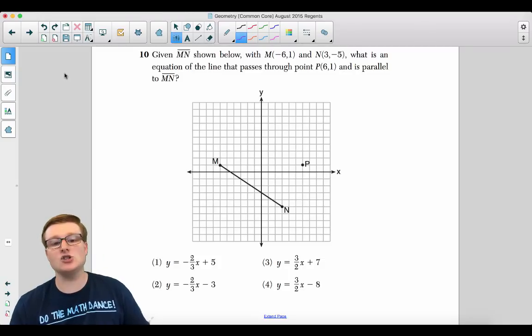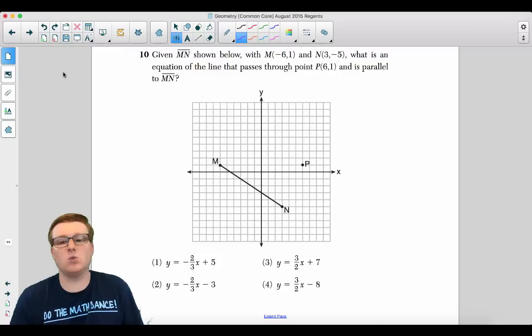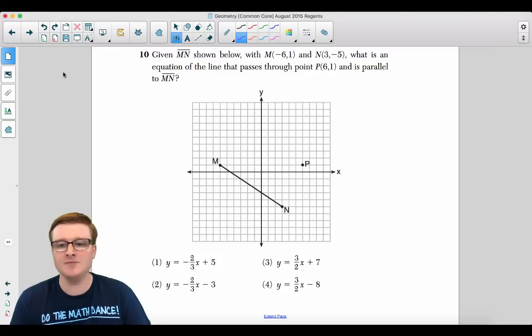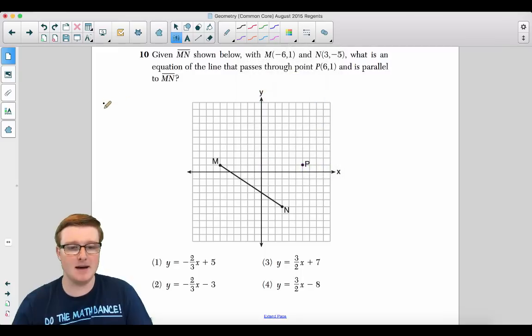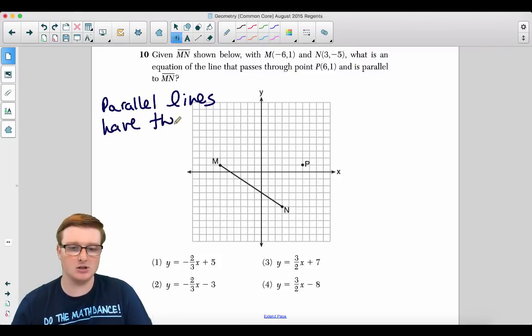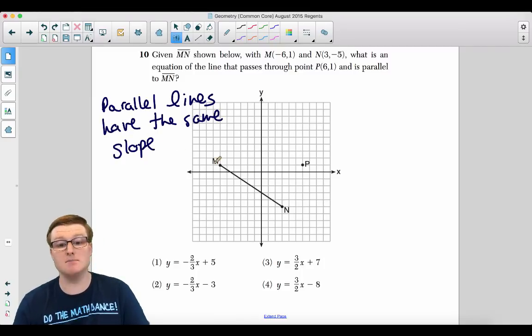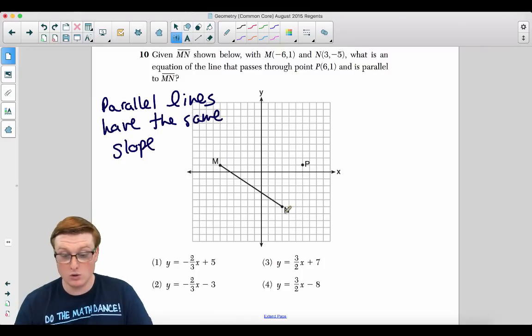Given line MN shown below with M as negative 6, 1 and N as 3, negative 5, what is an equation of the line that passes through the point P, which is 6, 1, and is parallel to line MN? So a couple things that you need to remember for this one too is that parallel lines have the same slope. So if you know that parallel lines have the same slope, you know that the slope of the new line must be the slope of MN. Well, you could actually just read the slope of MN off the graph.